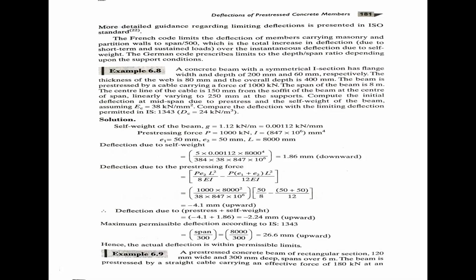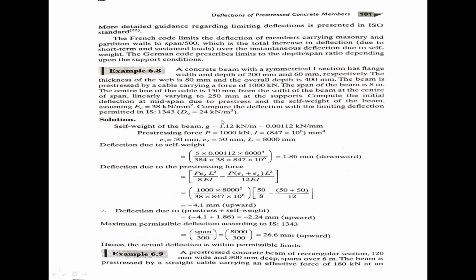Okay, now read the problem one or two times. Read the problem: what data is given, what is to be calculated. Now I go to the solution. Self weight of beam G is 1.12 kilonewton per meter. Converting into mm, that equals 0.00112 kilonewton per mm.